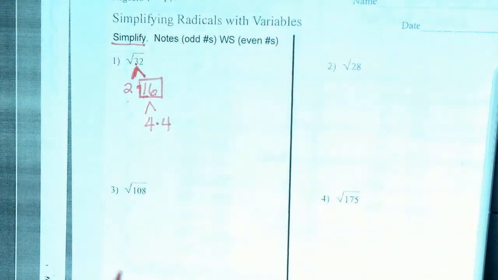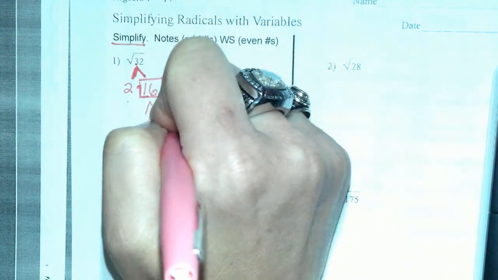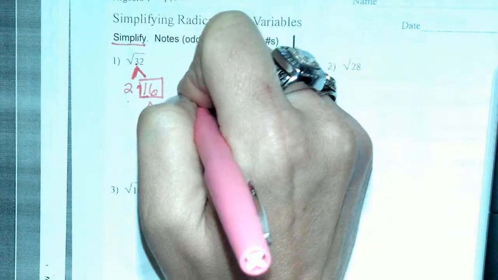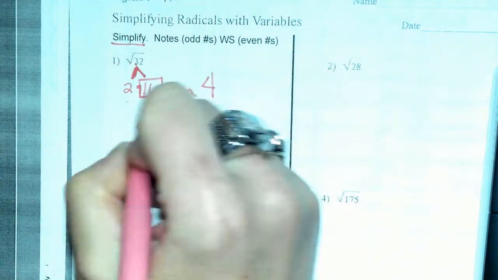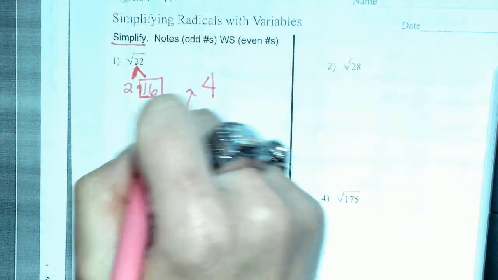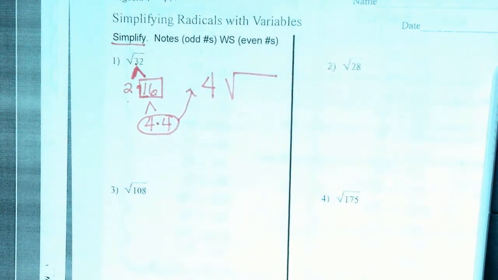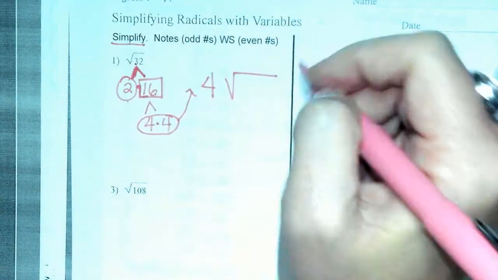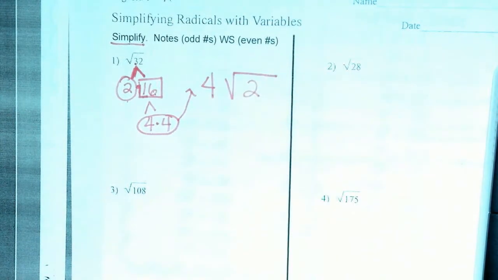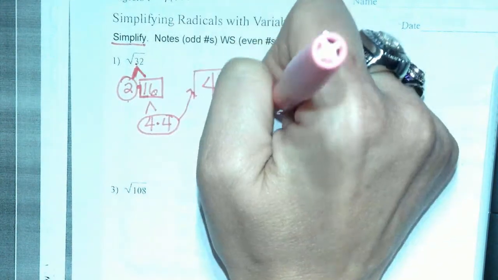So this is how it works. Watch this. Because we had our perfect square, we pull that out, and that perfect square number, that 4, just one of them, it represents the pair. It's going to go outside of the radical. You pull it out, and you leave the other number that you can't simplify anymore, like 2, inside. And this is your answer.